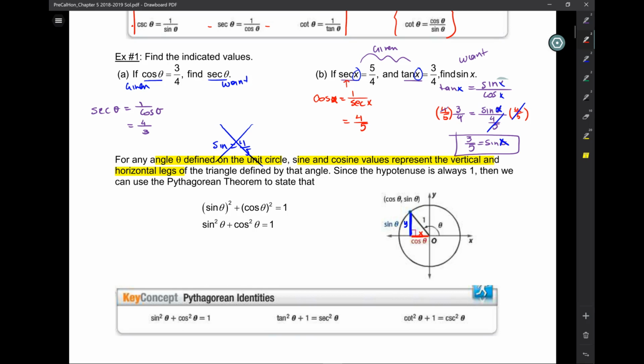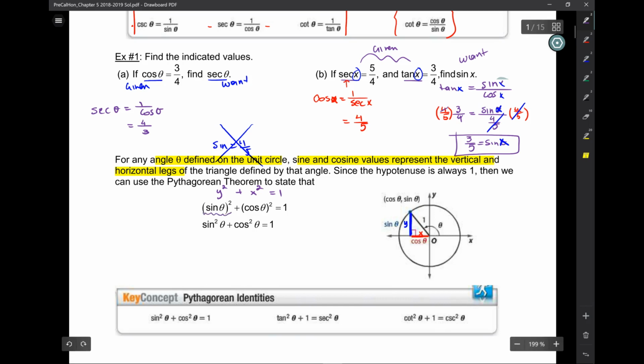So this is a right triangle. In a right triangle, is it true that a squared plus b squared equals 1? So is it true that here y squared plus x squared is equal to 1? Right? Okay, but what is y? It's sine. So if I substitute, y squared is the same as sine of theta squared. X is cosine. So that's cosine of theta squared equals 1, right?